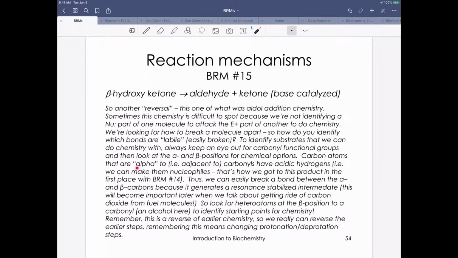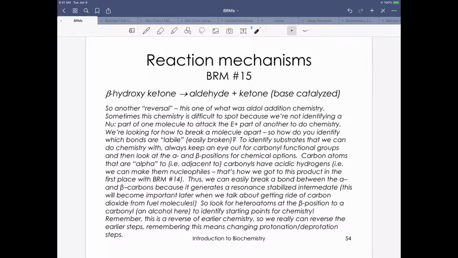So again, carbon atoms that are alpha to, that is immediately adjacent to, carbonyls are going to have hydrogen atoms that are acidic, right? That's how we make them nucleophilic. Again, that's how we get to this product in the first place in reaction mechanism 14: we deprotonated at that alpha carbon, generating our nucleophile that we could react with another carbonyl containing compound that was our electrophile. So thinking about this in the reverse process, we can easily break a bond between those alpha and beta carbons because we're going to be generating that resonance stabilized intermediate.